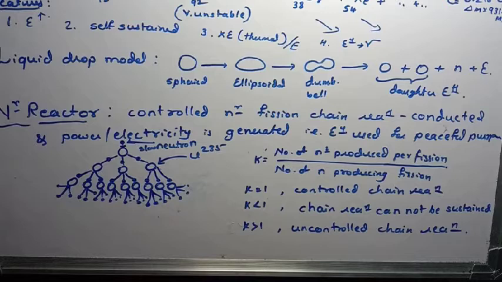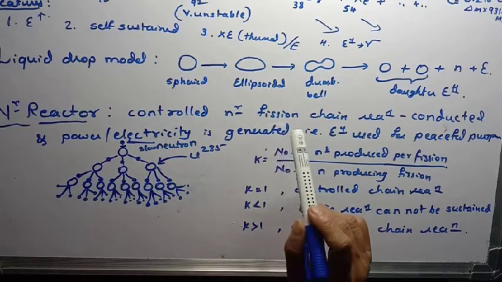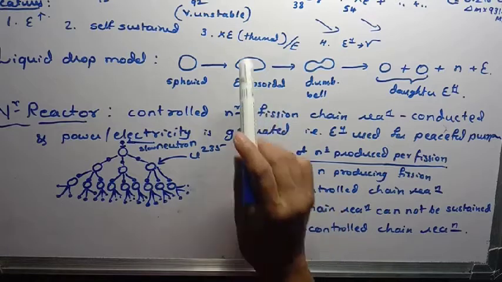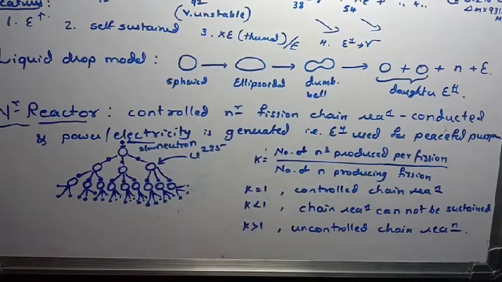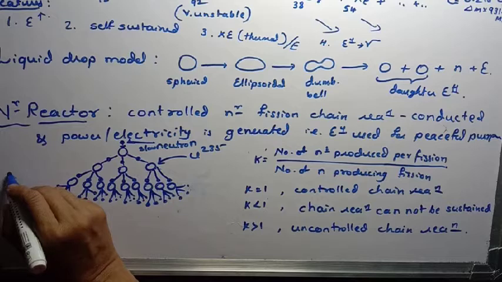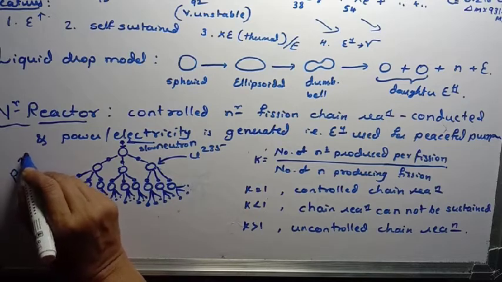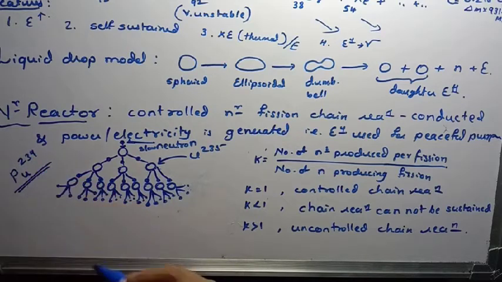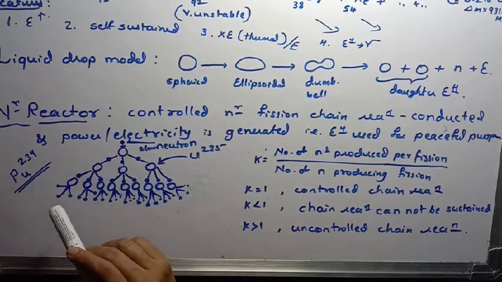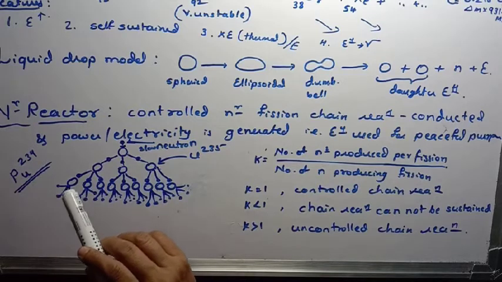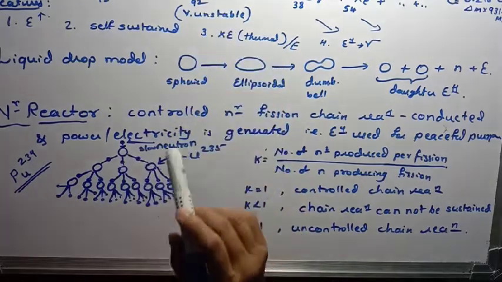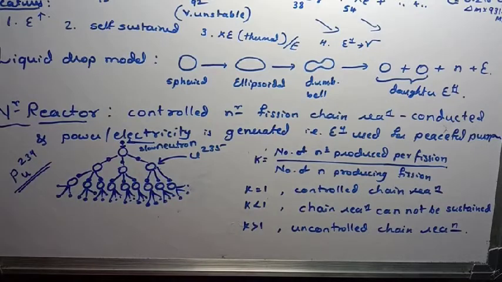Now in a nuclear reactor, a controlled fission of uranium 235 or plutonium 239 is used as fuel. Uranium 235, uranium 238 or plutonium 239: these are the heavy unstable nuclei or elements which are used in nuclear reactors.